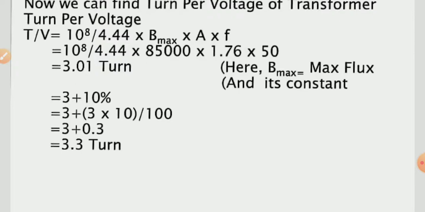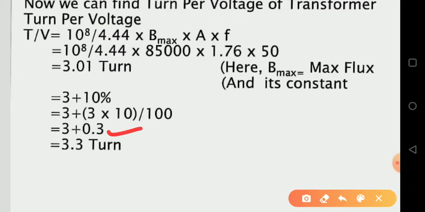Here we can represent 0.01 as 10%. So we have to calculate 10% of 3, which is 3 into 10 upon 100, that is 0.3. Adding this value, we get the number of turns per volt as 3.3 turns.